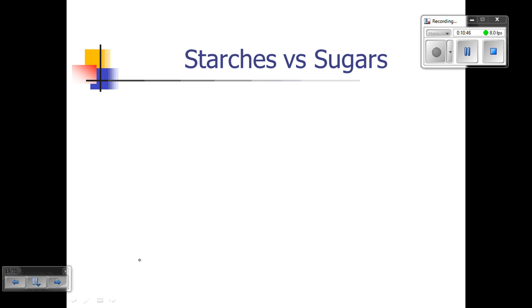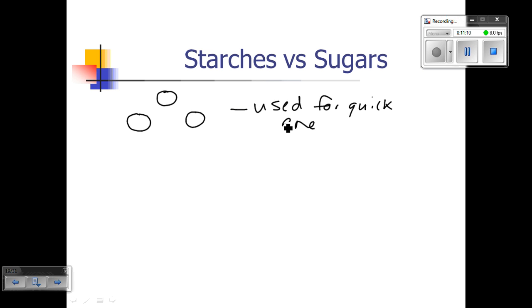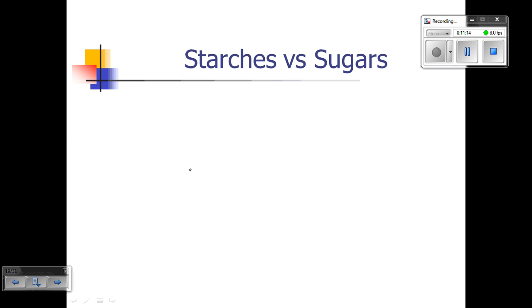All right, so let's take a look at starches versus sugars when we talk about the structure. Okay, so you've got sugars, which are just individual rings. Okay, they're not chemically bonded together. Okay, and they are used for quick energy, meaning our body can break them down very quickly.